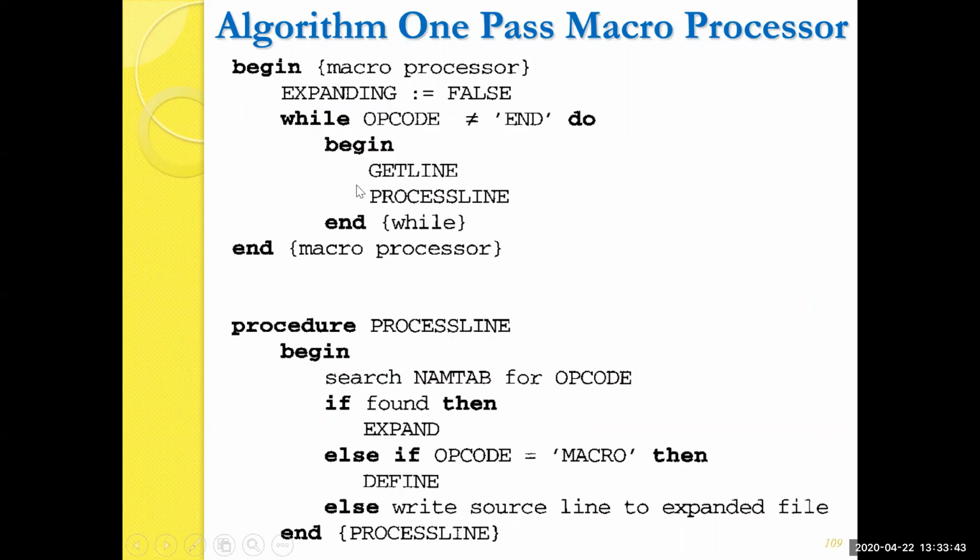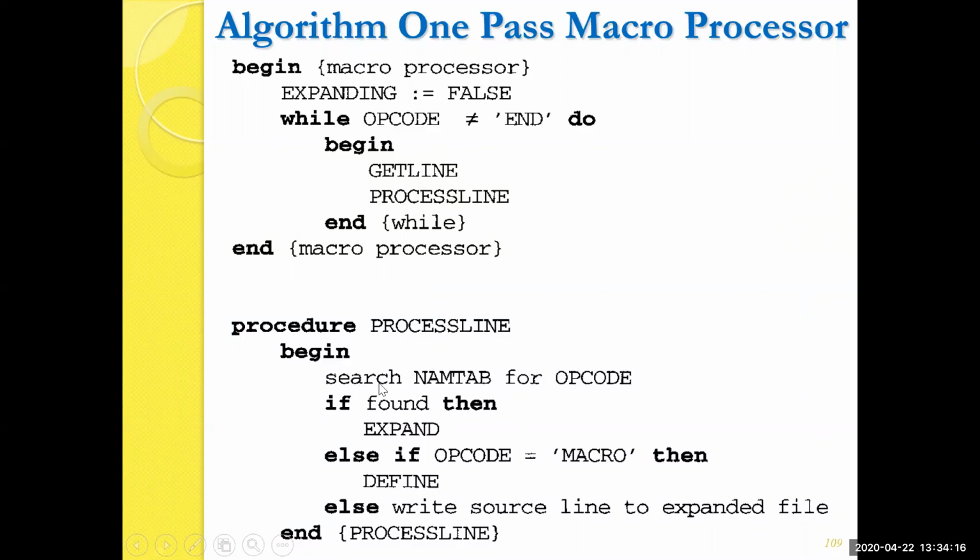For every line that is fetched, process line procedure would be invoked. And the function of the process line procedure is to check if the line that is currently read is a macro directive indicating the beginning of a macro definition, or if it is a macro invocation, or if it is a source line that does not require further processing by macroprocessor, and so could be written to the expanded file. So the 3 cases are actually examined in the procedure process line.